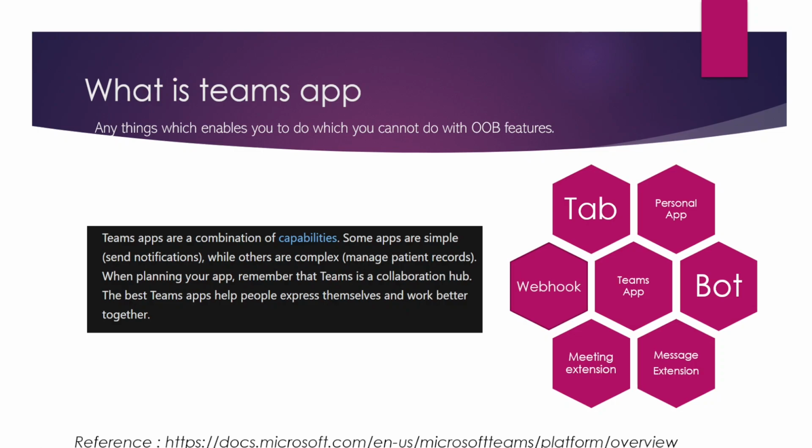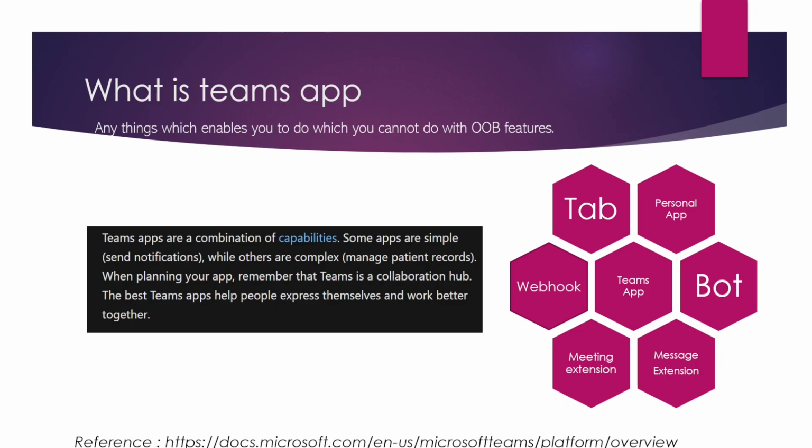In my layman definition, anything which enables you to do what you cannot do with out-of-the-box features is a Teams app. According to Microsoft, a Teams app is a combination of different capabilities which enables you to achieve a requirement or a feature which doesn't exist already in Teams. There could be different functionalities which you can achieve through Teams apps, and based on that, Teams apps are categorized into 6 different categories. Those are tab, personal app, bot, message extension, meeting extensions, and webhooks. I will explain each of them in brief a little later in this tutorial.